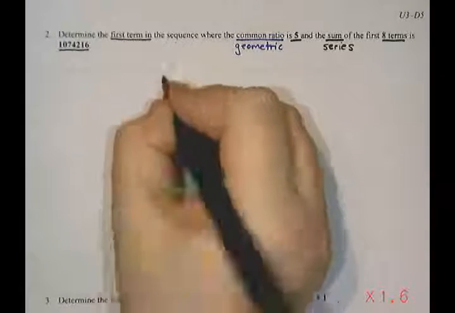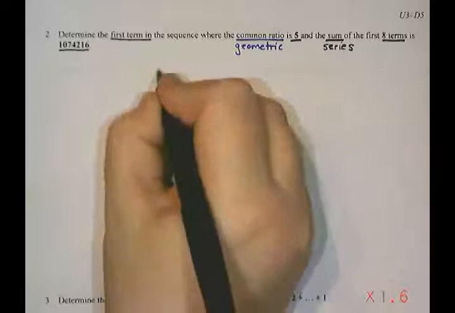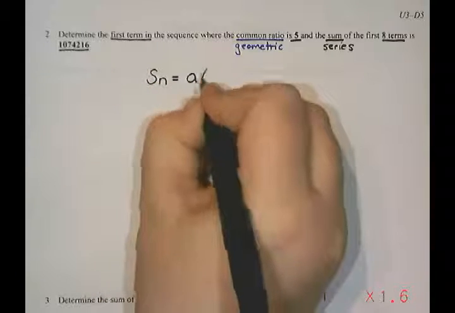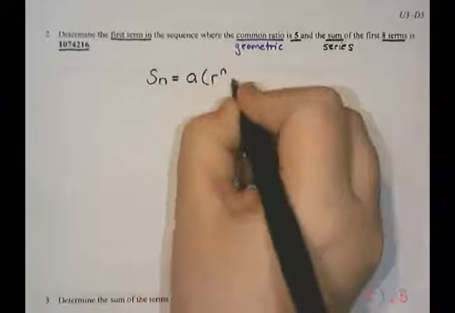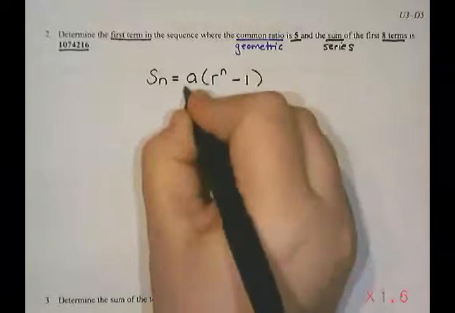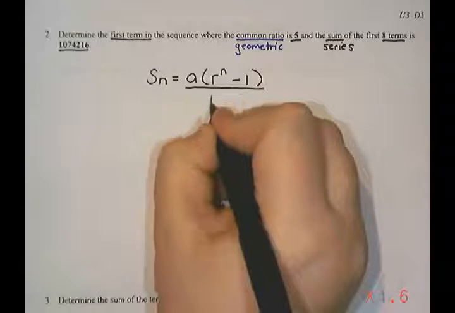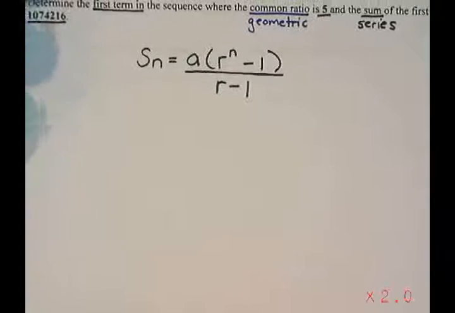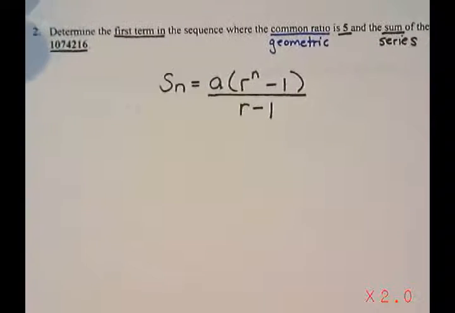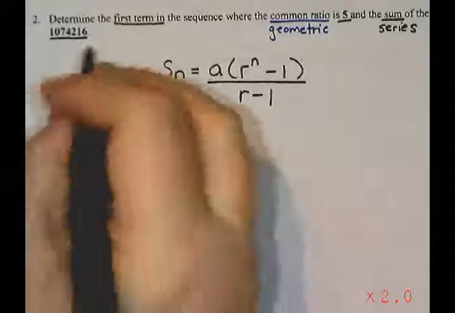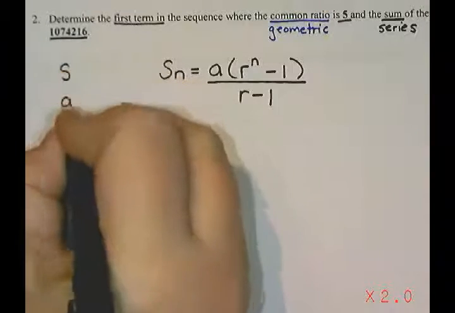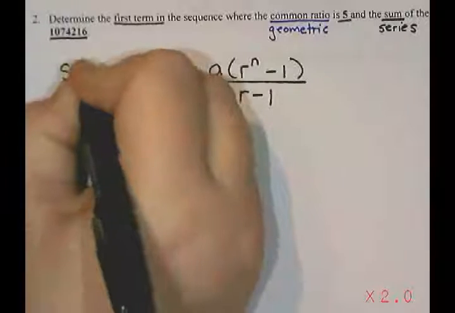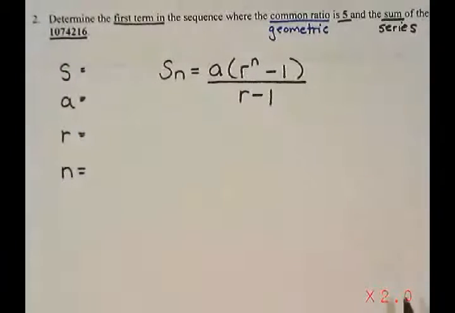So I'm going to use my geometric series formula, which is Sn equals A times r to the power of n, take away 1. Now that take away 1 is not in the exponent, and then divided by r take away 1. I'm going to zoom in a little here. And then I'm going to list my S, A, R, and N, and see what information I can pull out of the question.